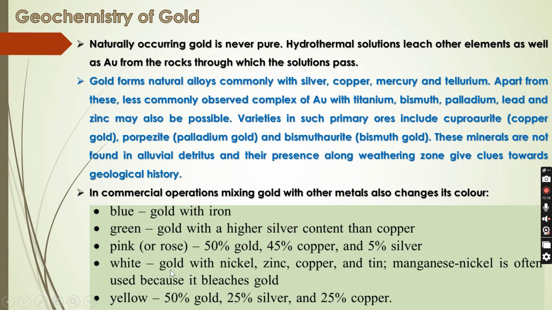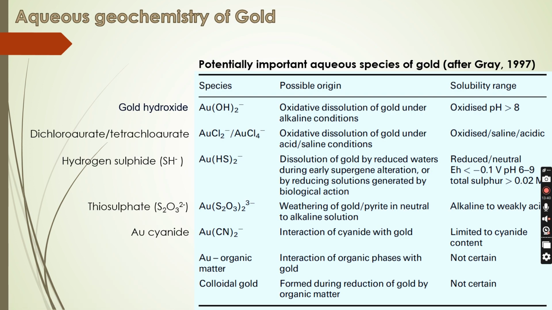Then white color gold when nickel, zinc, copper, tin, manganese are blended together. Then yellow color when most of the percentage comprises gold, about 50%, then 25% silver, 25% copper. In that case sometimes yellow color comes.